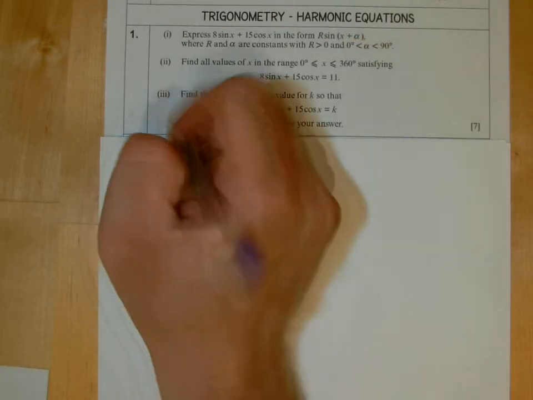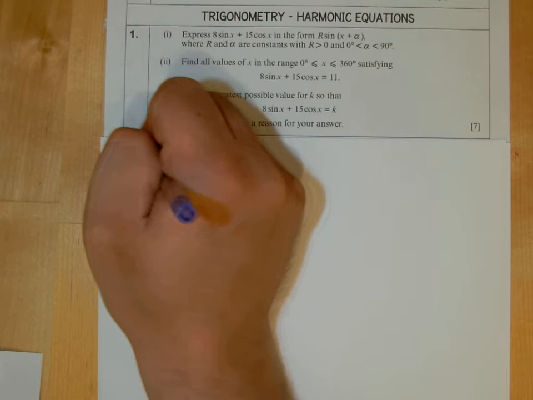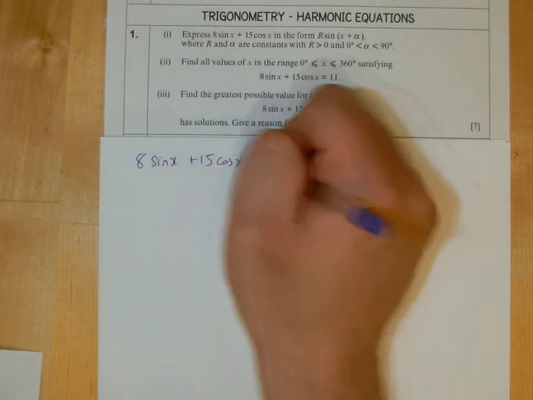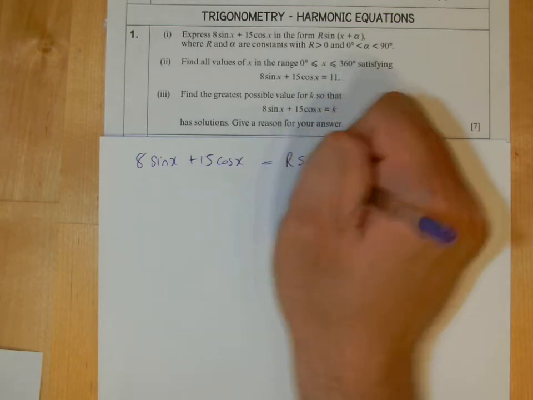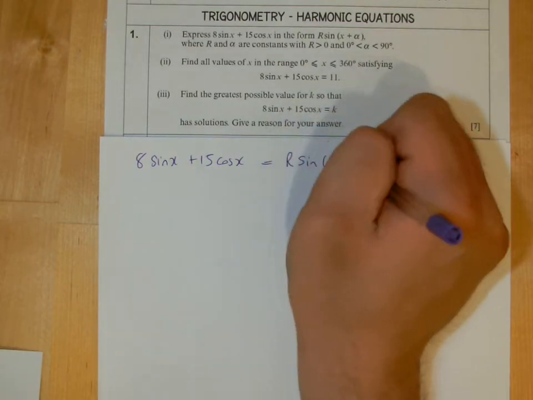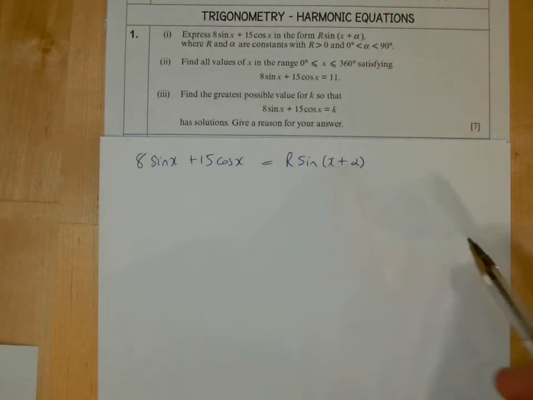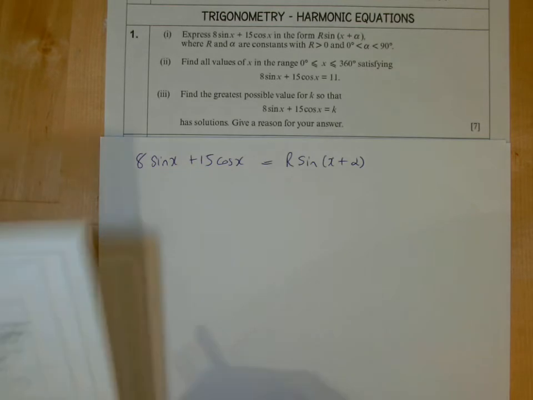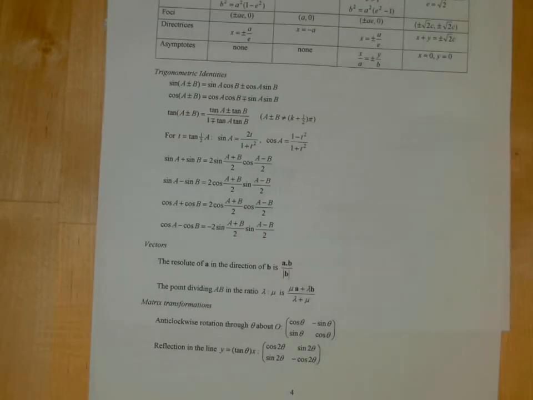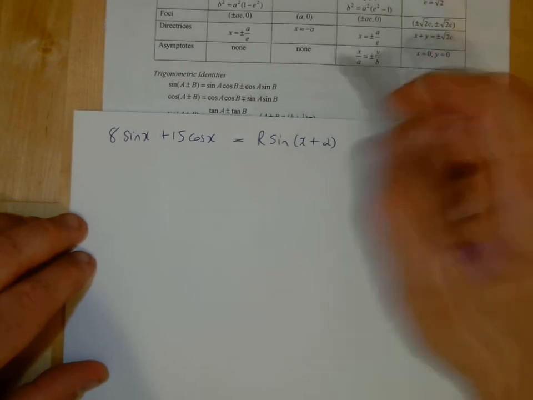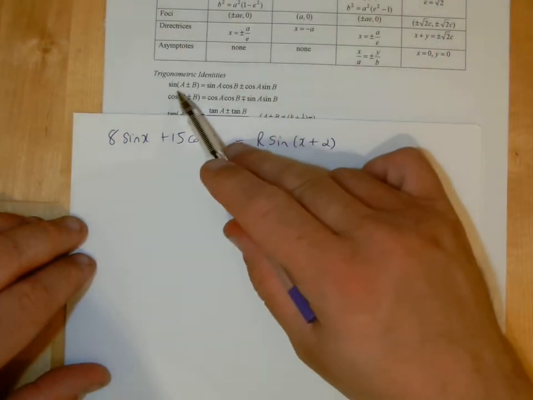So what I do is, I write 8 sine x plus 15 cos x, and they want it in that form. So I say, look, r sine x plus alpha. And what we need to appreciate here is we've got a compound angle, so two angles put together. And you simply open up your formula booklet to page 4, and look at the trig identities, which is about halfway down the page. And we're looking at the sine one here.